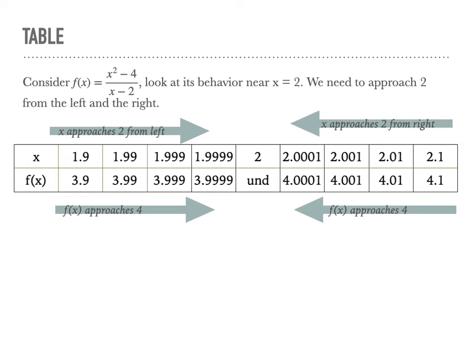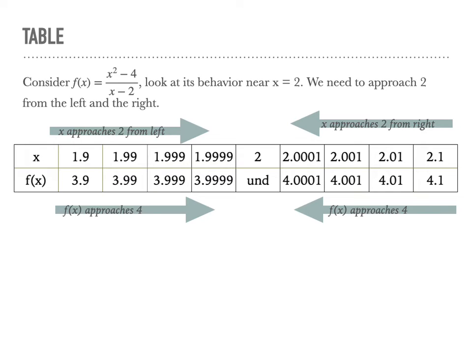So as you can see, as x approaches 2 from the left, f of x seems to be approaching 4. And we can see that because from 1.9, 1.99, and so on and so forth, we're going from 3.9 to 3.99, and so on and so forth, and we can safely assume that it's approaching 4. From the right-hand side, as x is approaching 2 from the right, we can see that f of x is also approaching 4.